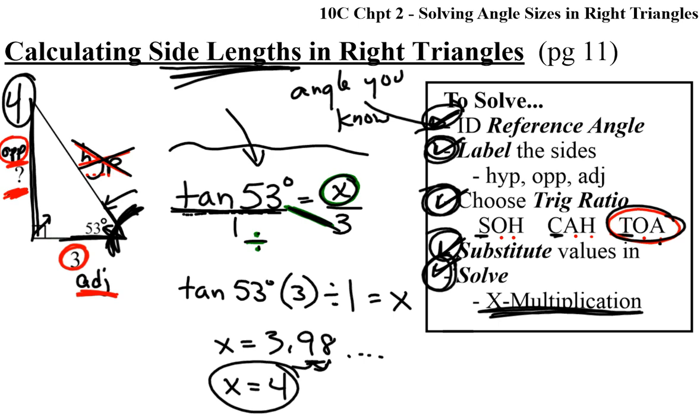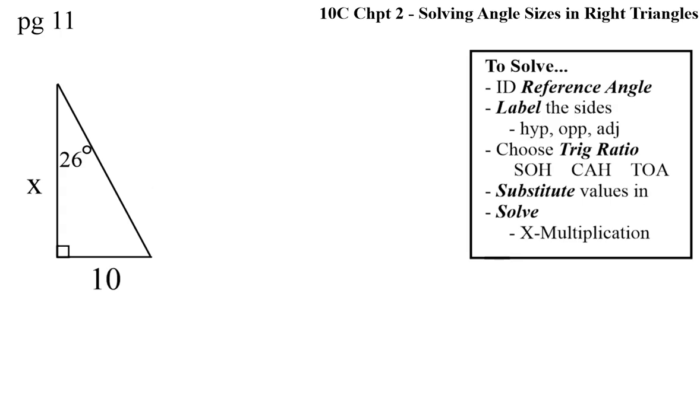Not a lot new today because, like I stressed in lesson 1, it's all about setting this up. We practiced the reference angle and labeling and choosing the trig ratio in lesson 1. That's what this is all about. Here we go. Next one.